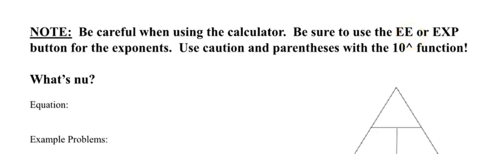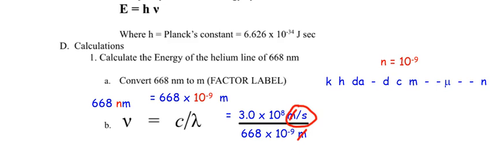Okay, so let's go back to where we were. So how am I going to calculate frequency? Well, I can go 3.0 EE8 divided by 668 EE negative 9. I'll say it again. 3.0 EE8 divided by 668 EE negative 9. Try that on your own. If you don't have an E button, use the EXP button, but find that. And what do you get? I got 4.49 E14.